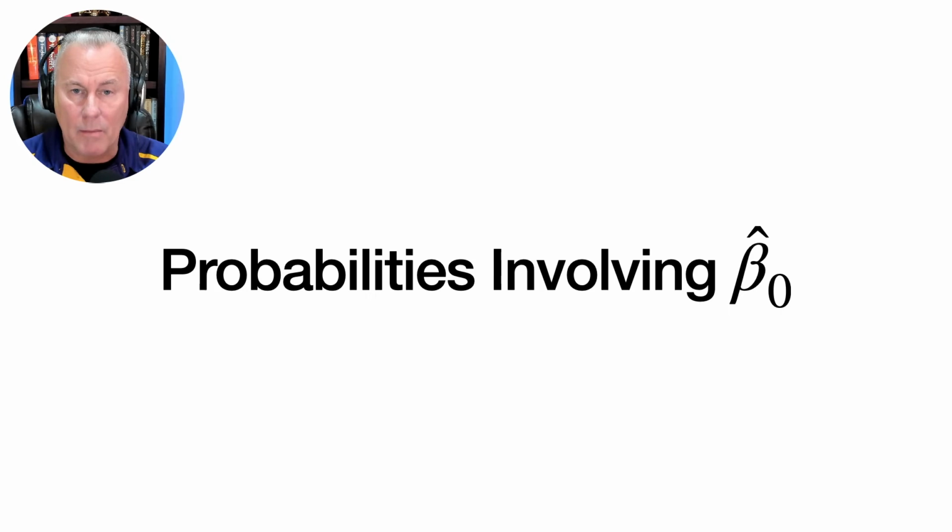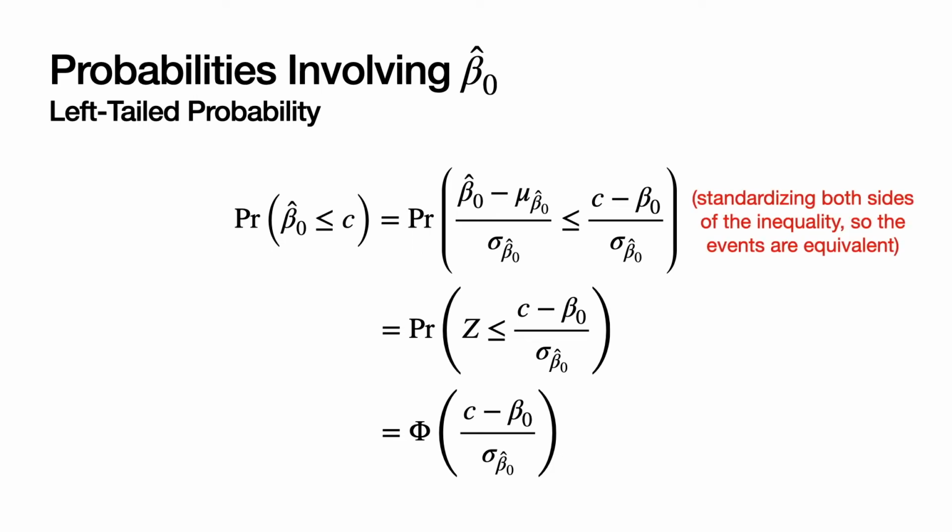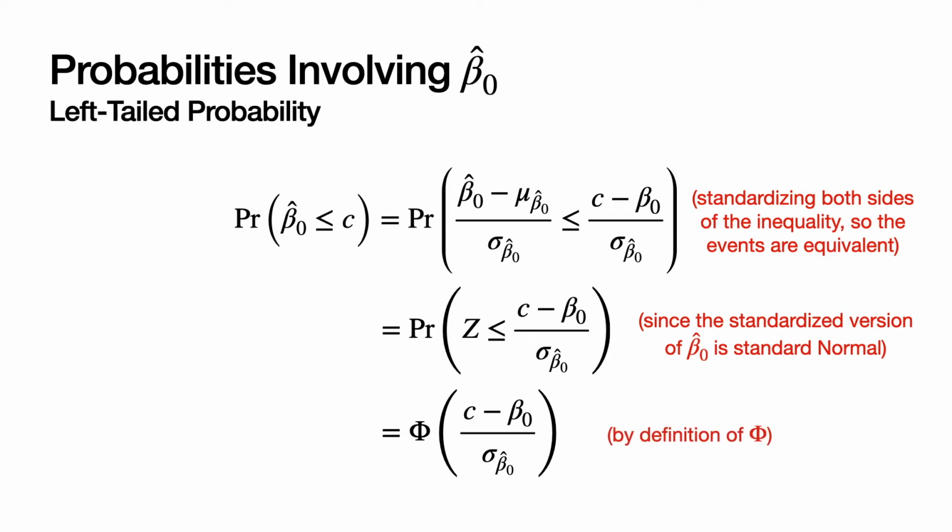Next, let's look at how to calculate probabilities involving beta 0 hat. And so again, we'll start with left-tailed probabilities. So the probability that beta 0 hat is less than or equal to some specified constant c. By standardizing both sides of the inequality within parentheses, we get an equivalent event, and so their probabilities are equivalent. Since the standardized version of beta 0 hat has a standard normal distribution, as we've just seen, we can replace the standardized version of beta 0 hat by a standard normal random variable z. And then the final step is justified by just appealing to the definition of cap phi, which is the CDF of the standard normal distribution.